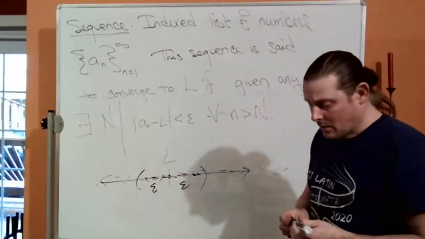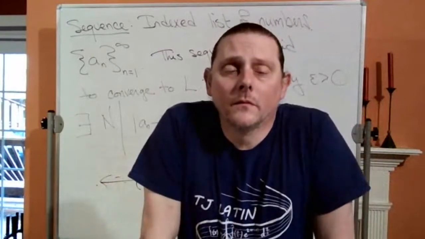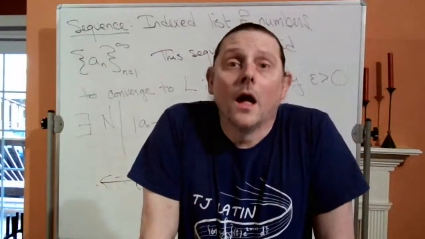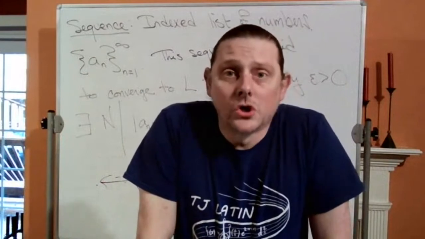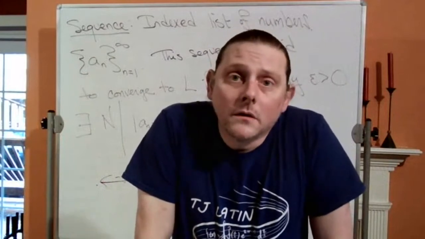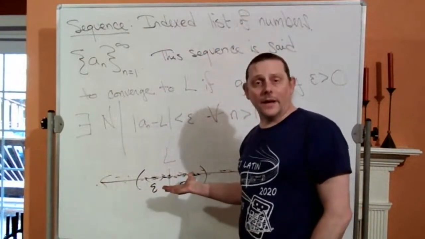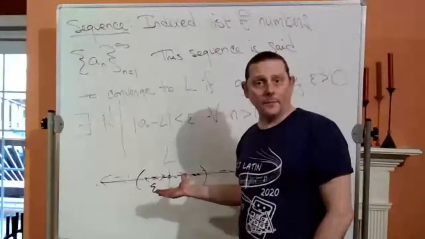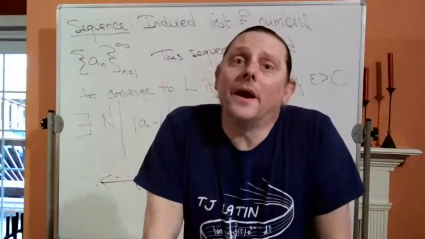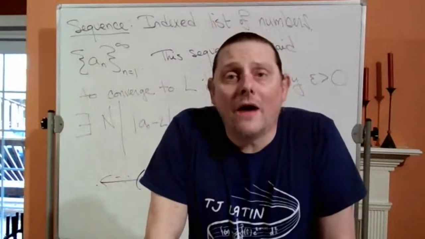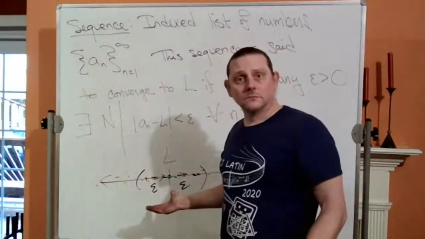Okay? So we might say epsilon equals 0.1. Then a_n for every n larger than 300 is within 0.1 of my limit L. So the first 300 terms can do anything they want to, but after that, they all have to be within 0.1 of the limit.